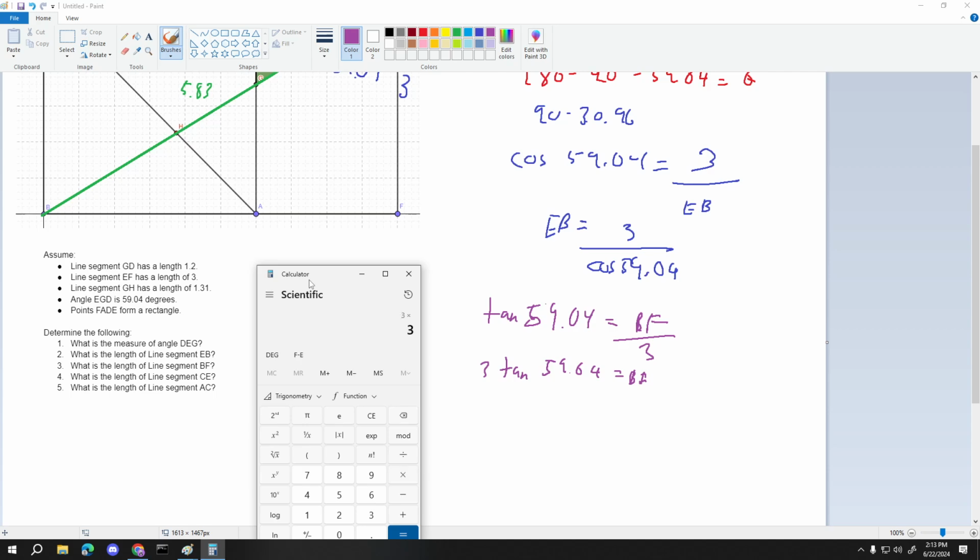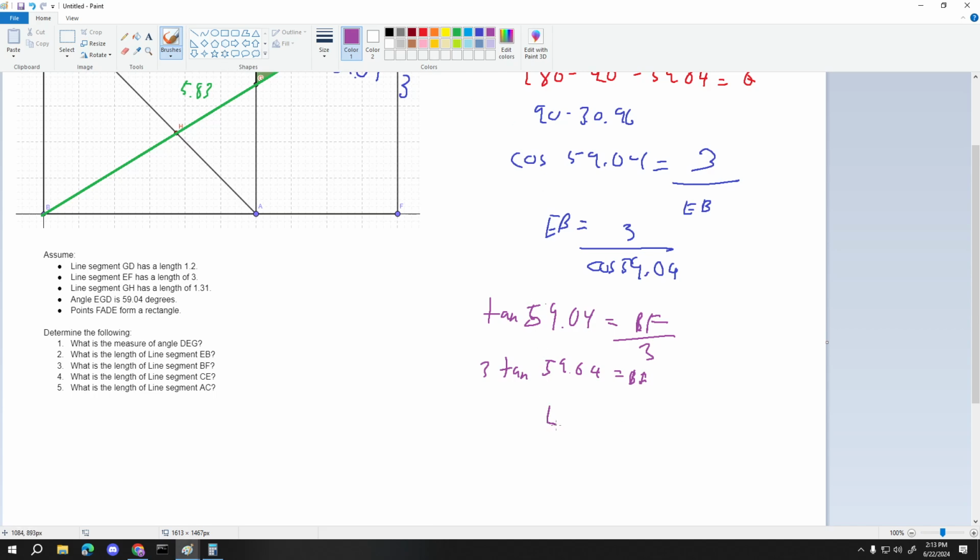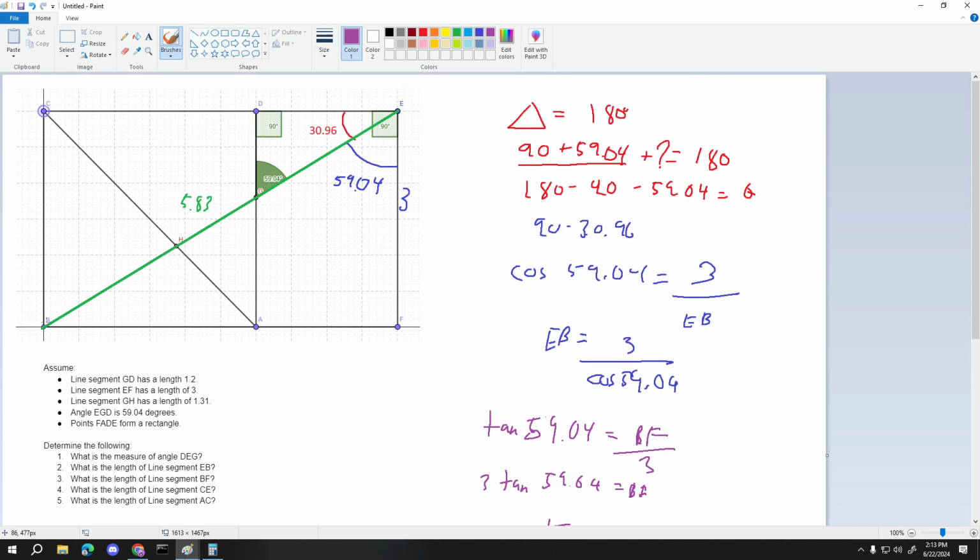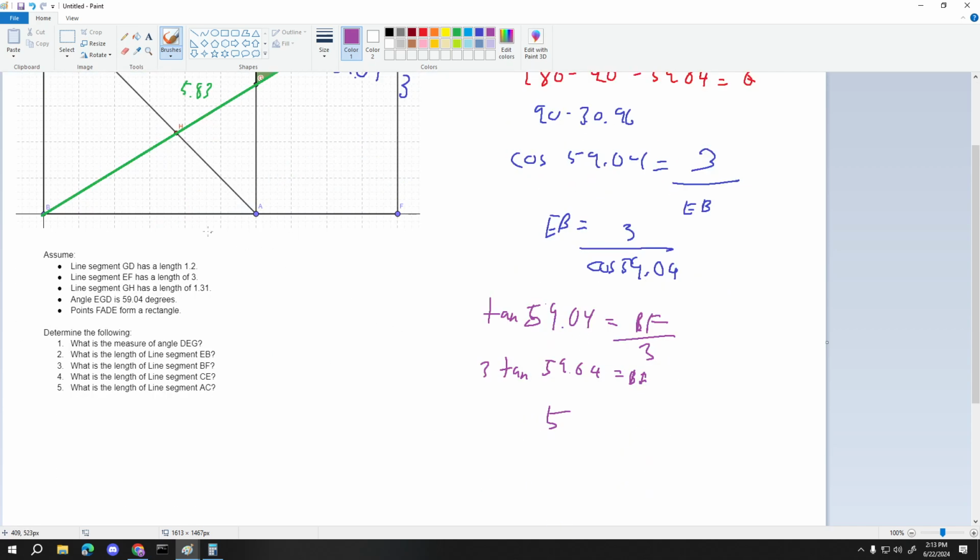So 3 times tangent 59.04. So BF is 5. Okay, BF is 5. Let us put this down here. 5.